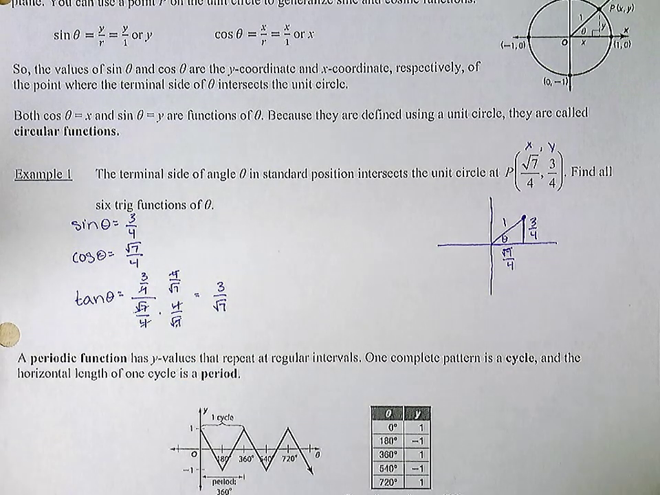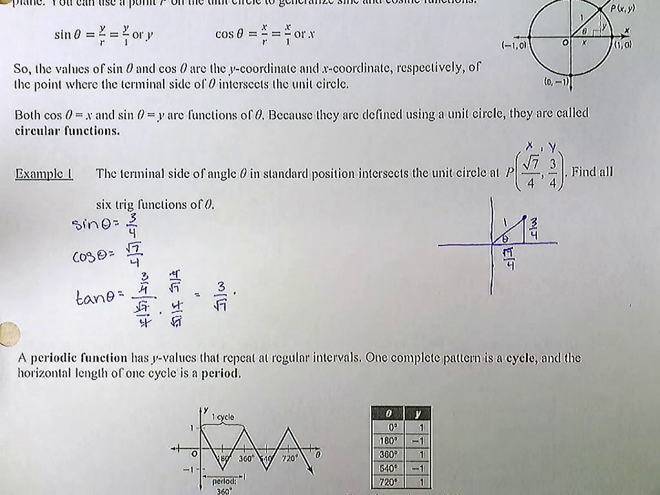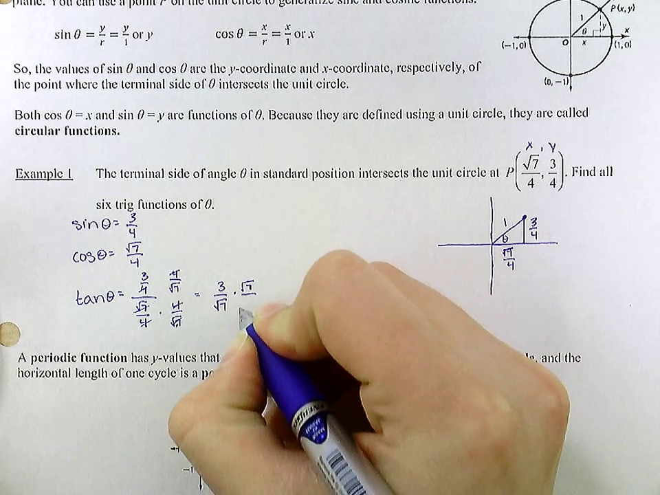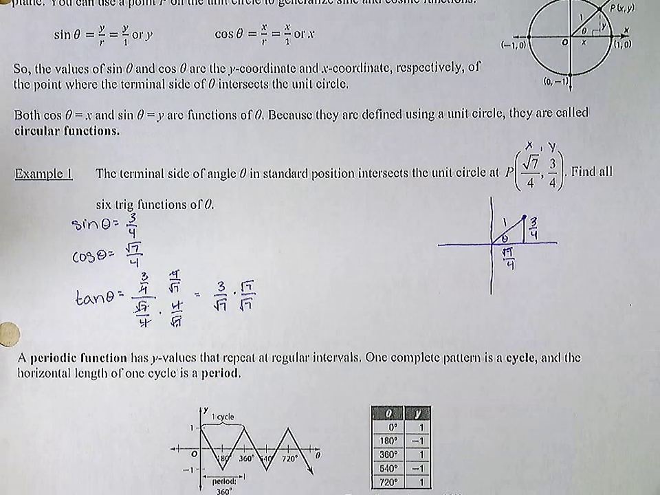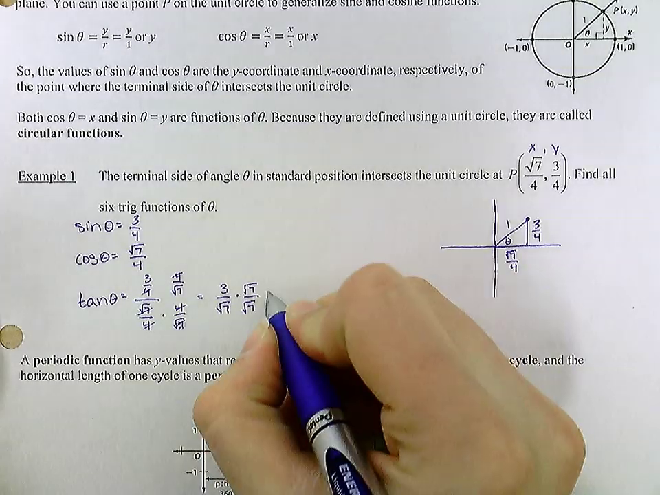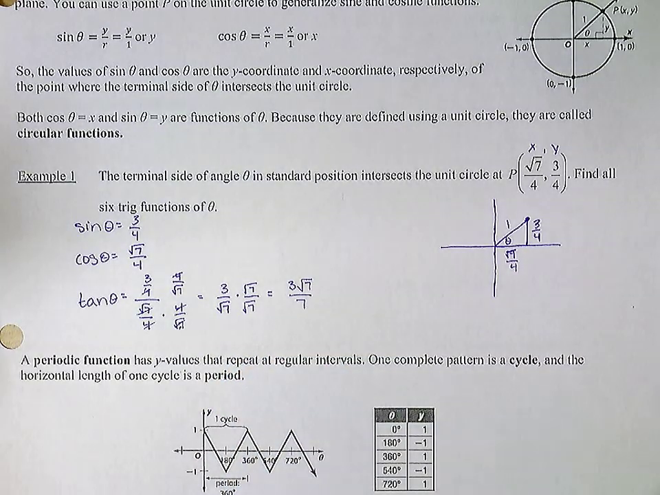How do I simplify 3 over the square root of 7? So you multiply by square root of 7 over square root of 7. You get 3 square roots of 7 over 7. So that would be your tangent of theta then.